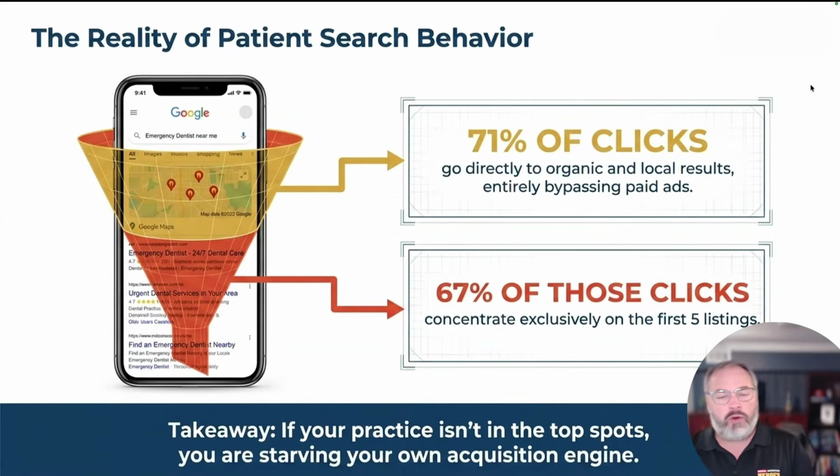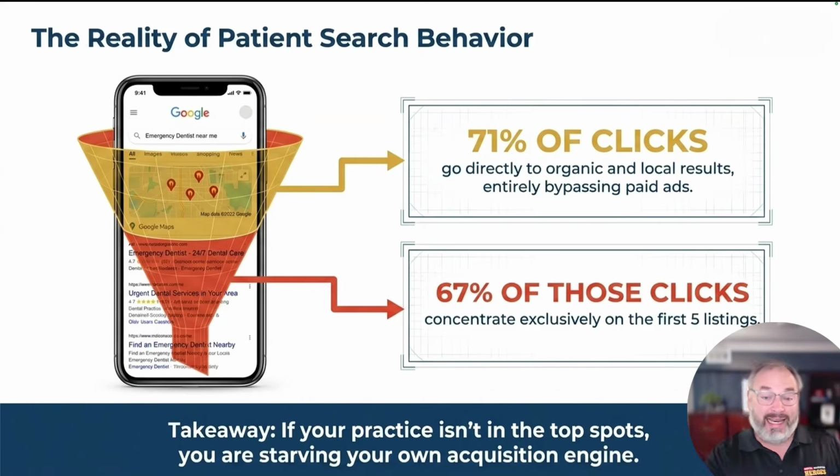All right, so the reality of patient search behavior today is, at least, because this differs by region, this differs by competitiveness, but the reality of patient search behavior today is that 71% of clicks go directly to organic and local results, entirely bypassing paid ads. So people see the ads, there is an impression made, but they go down because they trust organic results more. You're not paying for those, you had to earn those results.